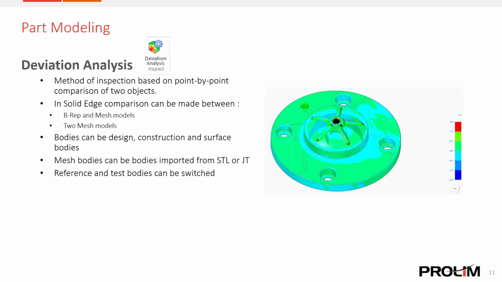So the next thing we're going to look at in the part modeling updates for Solid Edge 2021 is the deviation analysis. This is a method of inspection based on point-by-point comparisons of two objects. In Solid Edge, comparisons can be made between the BREP and mesh models or the two mesh models. Reference and test bodies can be switched, and mesh bodies can be bodies imported from STL or JT. So we're going to take a closer look at this also.